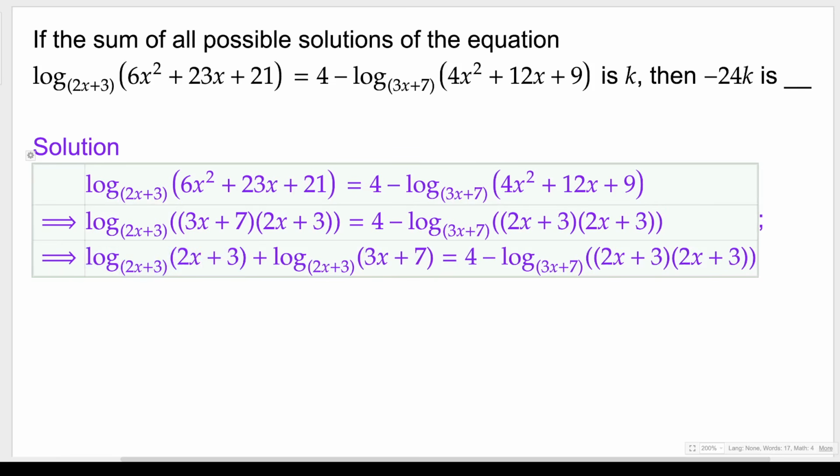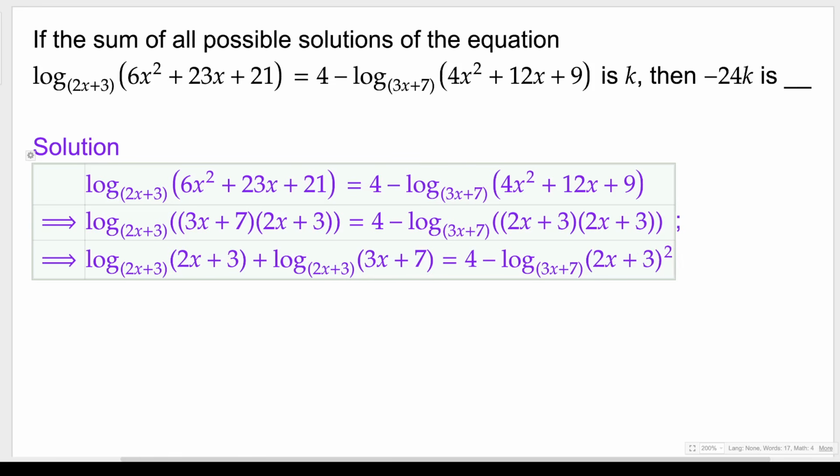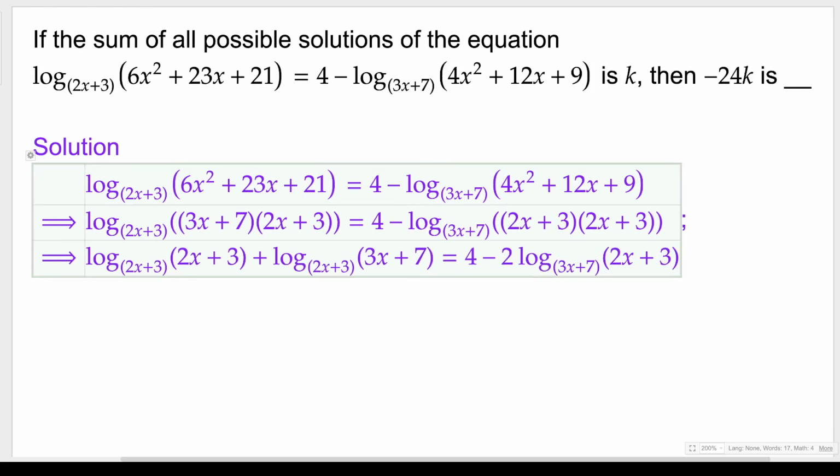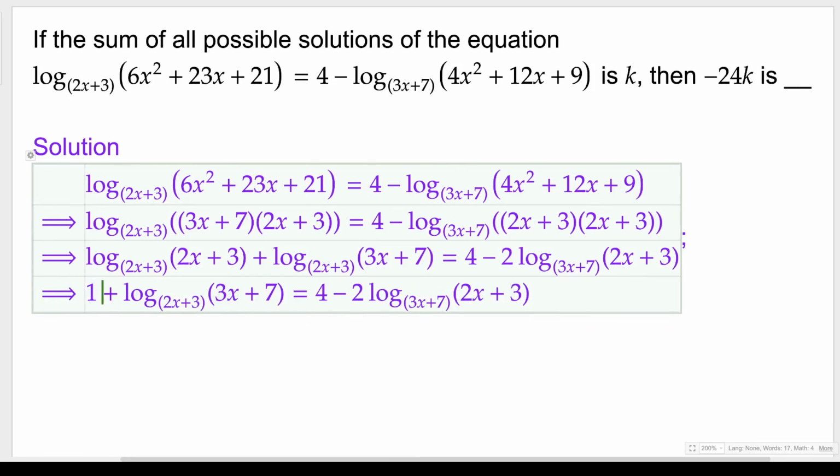Similarly for this one, we have 3x+7 in the base, but the argument does not match. The argument is essentially squared here. So we can use the property of log that whenever the argument has an exponent, the 2 can be written in front. Here the power turns out to 1. In the next step, instead of this one I can write 1, considering that the base and the argument are the same, following the property of log.